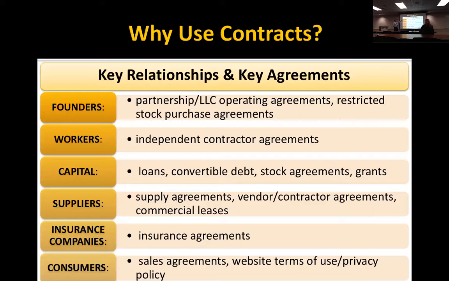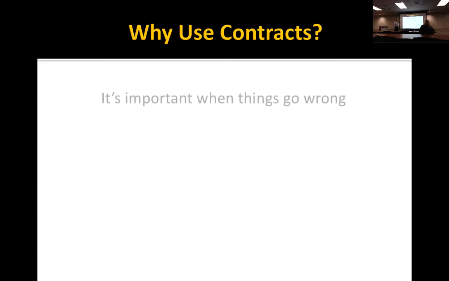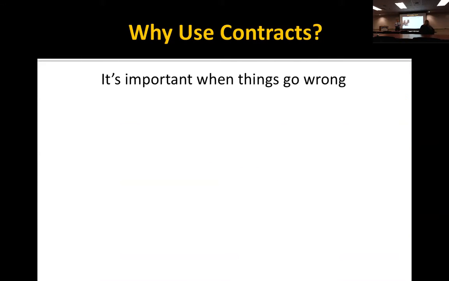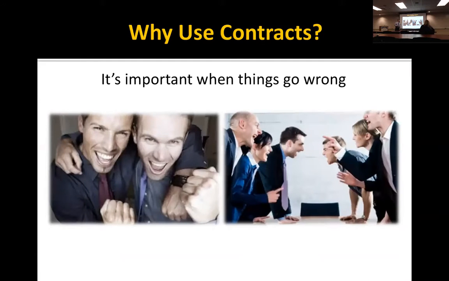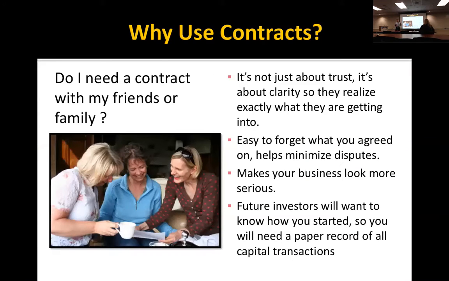And this is just a sample of some of those kinds of agreements that you might need to have in your toolbox when you're trying to create these relationships. One thing to think about is that it's important to have these in place when things go right, of course, and then when things go wrong, of course. A number of people say, well, what about my family members? I'm getting some money from an uncle or something. Do I really need an agreement?